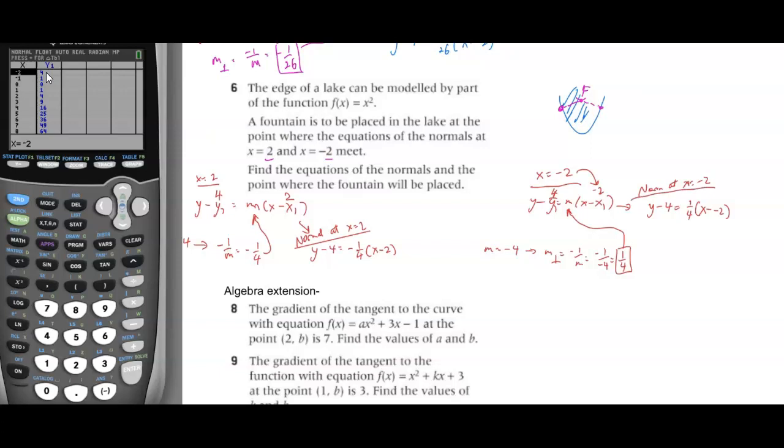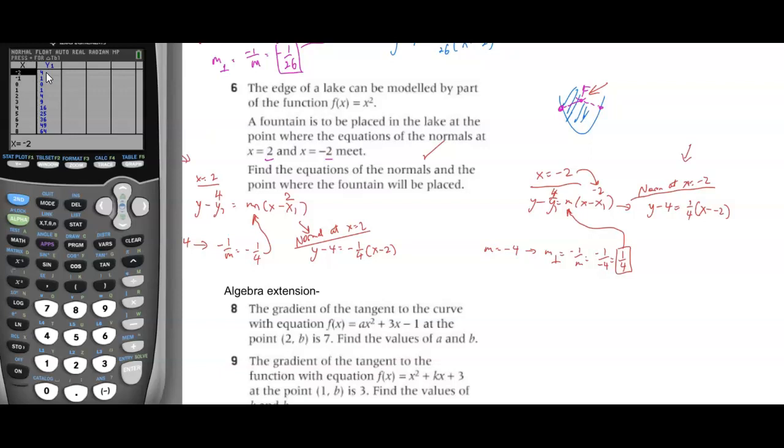Finally, they say, find the equations of the normals, which we did, and the point where the fountain will be placed. Okay, where is the fountain going to be placed? It's at the intersection of the normals. Now, if this was on the IB exam, they would break it up into steps. First, they would tell you to find this normal line, then to find this normal line, and then they would ask you to find the intersection between the two.